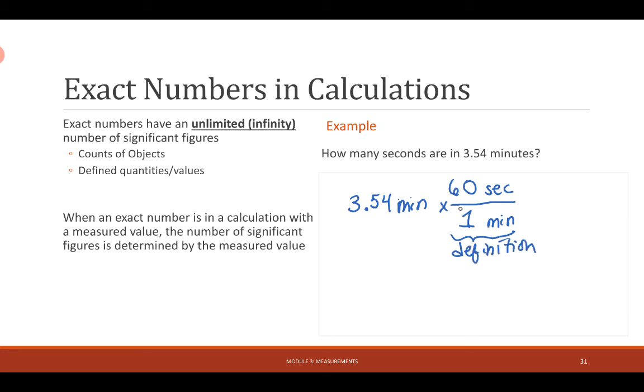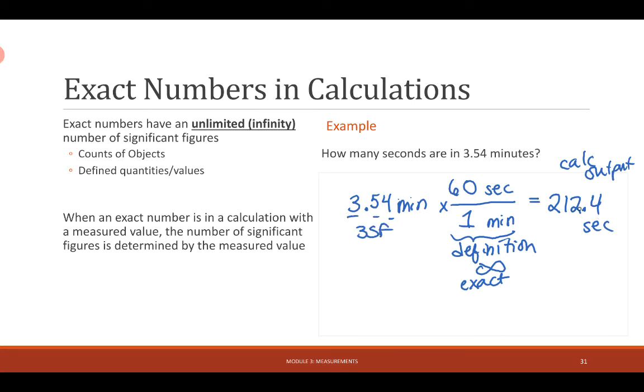And so both the 60 and the 1 have infinite sig figs because these are exact numbers. Now we do our multiplication rule. 3.54 times 60 divided by 1 is 212.4 seconds. That's the calculator output.